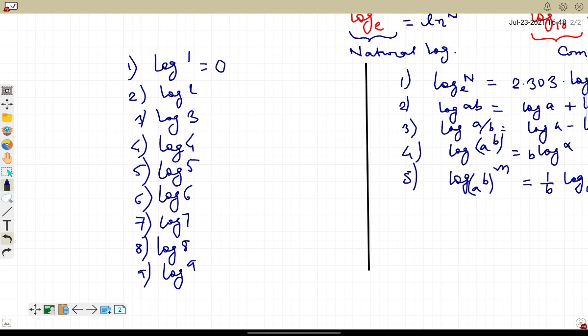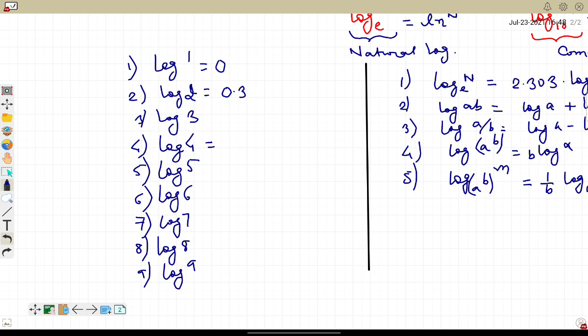You need to remember the value of log 2. Log 2 is equal to 0.3, not exactly 0.3, it is 0.29 something, but if you put the value as 0.3, then your answer will be correct. Definitely I will apply this one, so don't worry. 0.3.